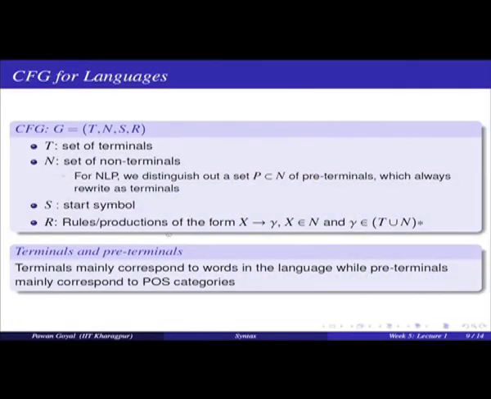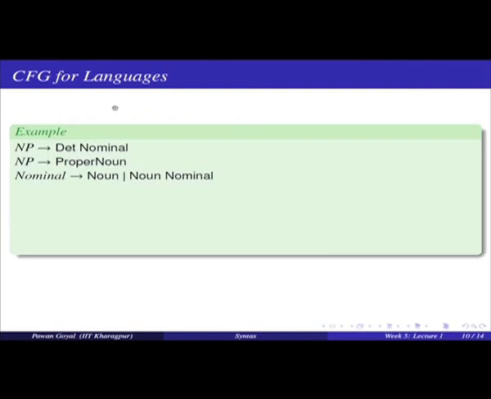Now in the language, what are terminals and pre-terminals? Terminals in the language will mainly be the final words that I see in the lexicon, and pre-terminals will be part of speech categories, because from the pre-terminals you can derive only terminals. So let's see one example, and then we can point out what are terminals, pre-terminals, and non-terminals.